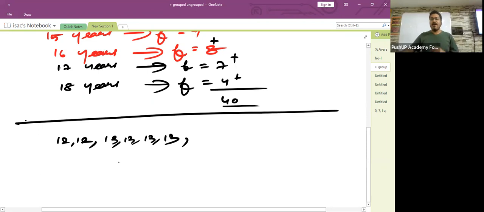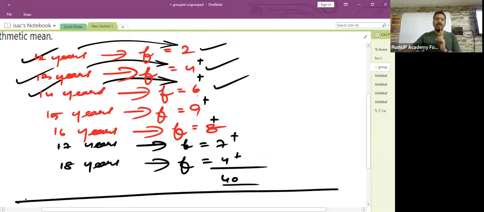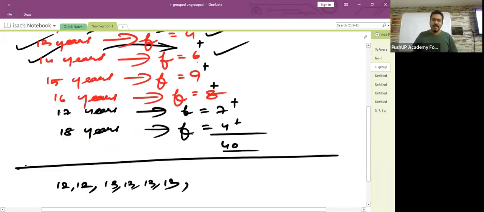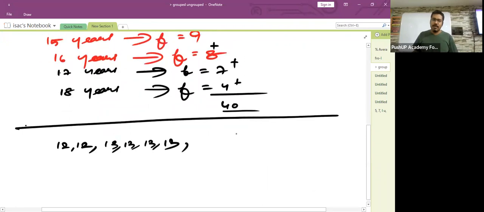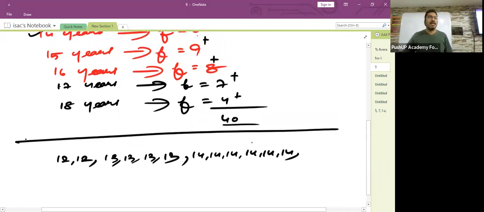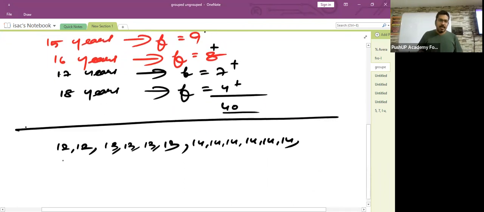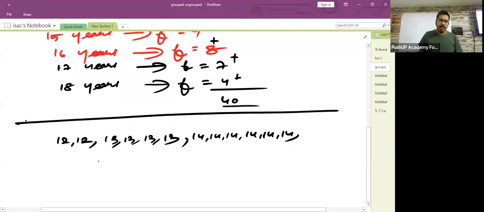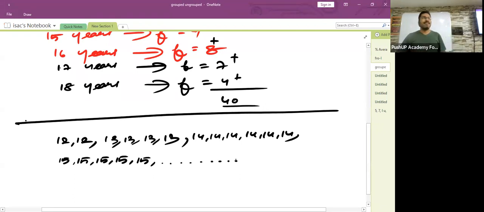Right? Now, children, how many people would have said my age is 14 years? 6 people would have said. So in the arrayed form, it would look like this. How many people would have said my age is 15 years? 9 people. Now see, gradually you people are feeling bored, isn't it? Even I have started feeling bored of writing all these observations individually.